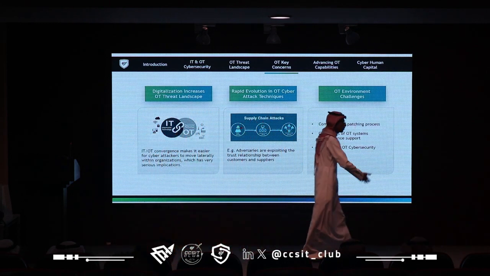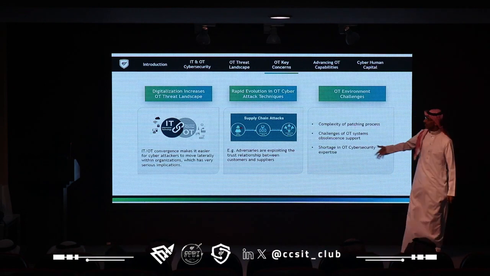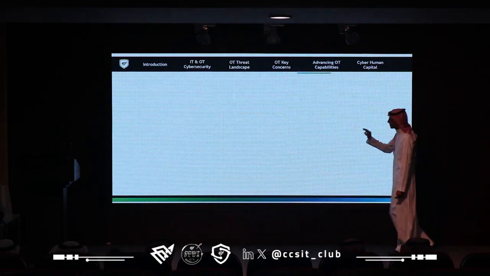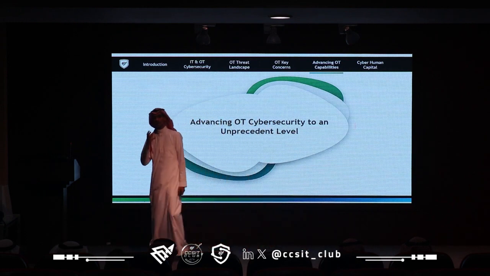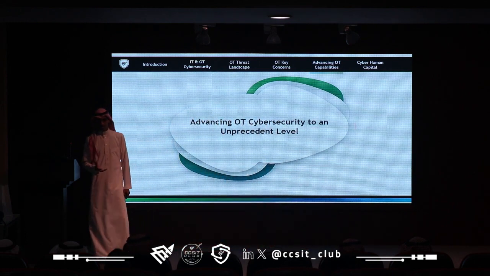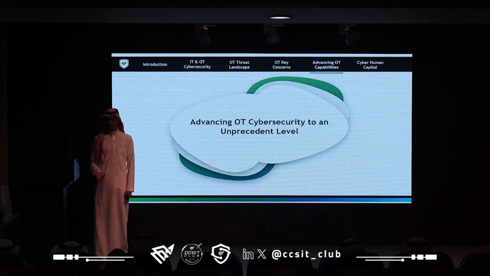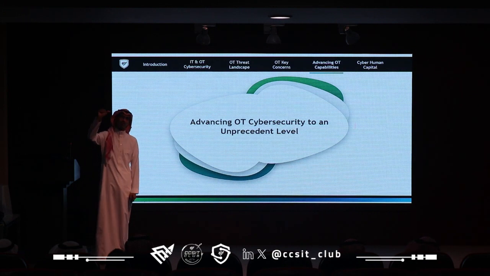So what shall we do to combat these threats? The simplest answer is that we have to advance our OT cybersecurity capabilities. And where do we do this advancement? Under the cybersecurity 5 functions and within this framework. And I need somebody to tell me what are these 5 functions.